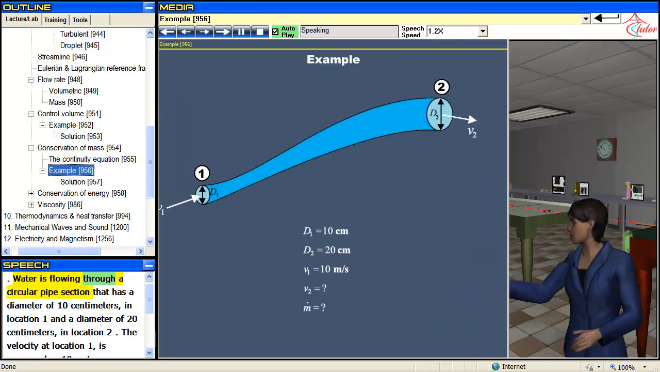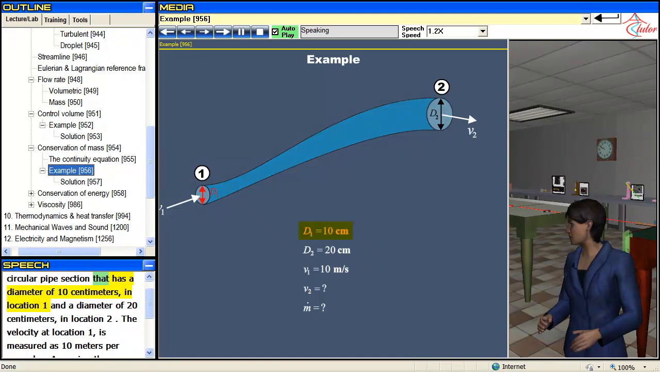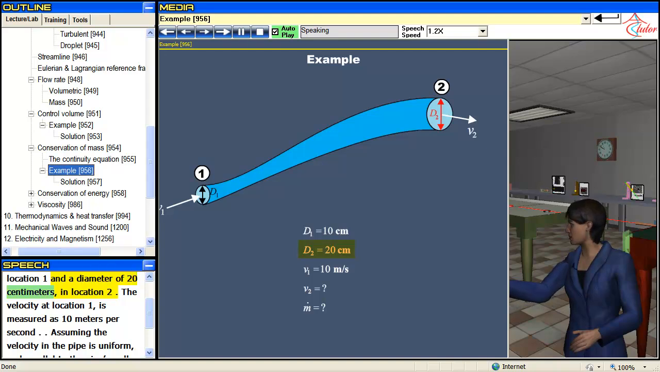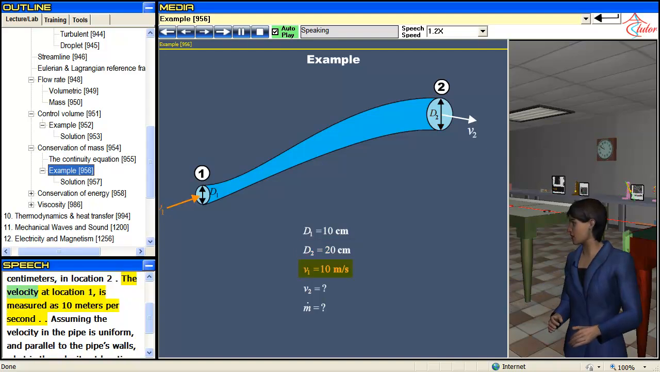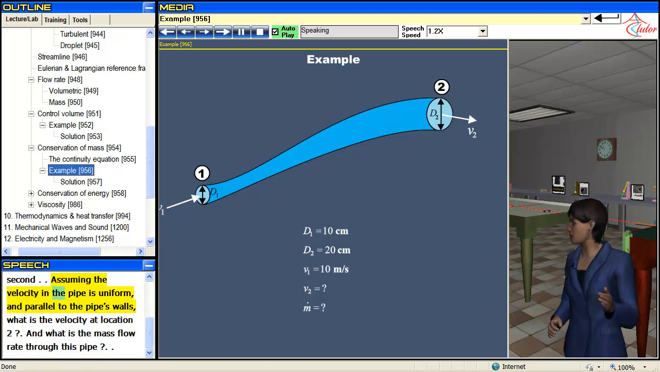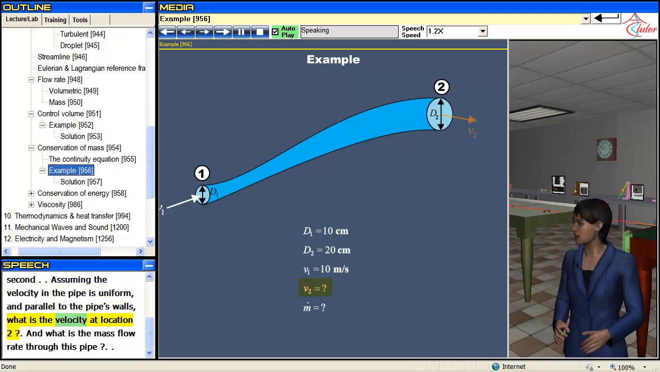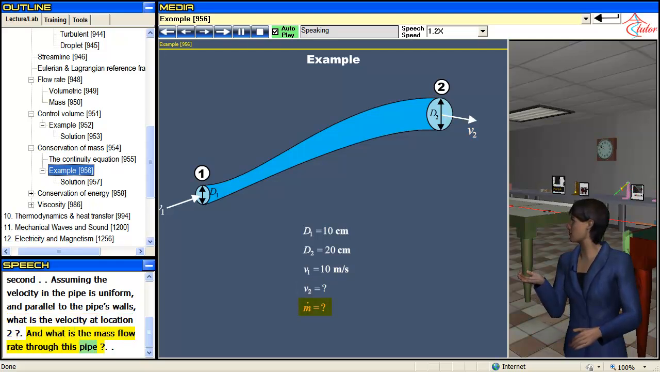Water is flowing through a circular pipe section that has a diameter of 10 cm in location 1 and a diameter of 20 cm in location 2. The velocity at location 1 is measured as 10 meters per second. Assuming the velocity in the pipe is uniform, and parallel to the pipe's walls, what is the velocity at location 2? And what is the mass flow rate through this pipe?